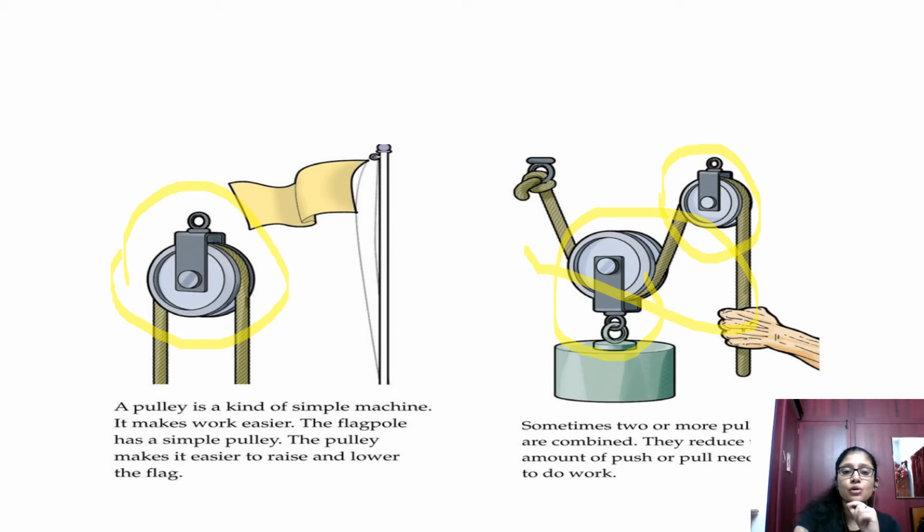The flag pole also has a pulley. When they hoist the flag, on the top of the flag pole there is a pulley. This is the pulley here. You can see it here. So these are the mechanisms. The pulley makes it easier to raise and lower the flag. Lower in the sense to put it down. And sometimes two or more pulleys are combined, they reduce the amount of push or pull. In the same way, the heavier the machine is, sometimes it may reduce our work and the energy that we have to apply. So this is one of the simple machines, that is the pulley.